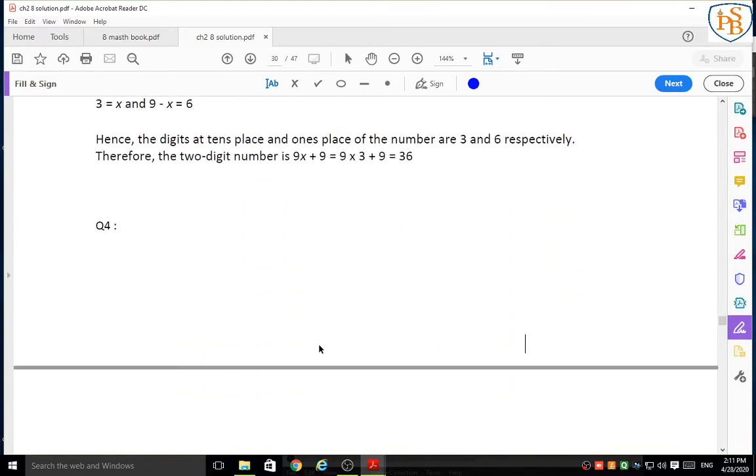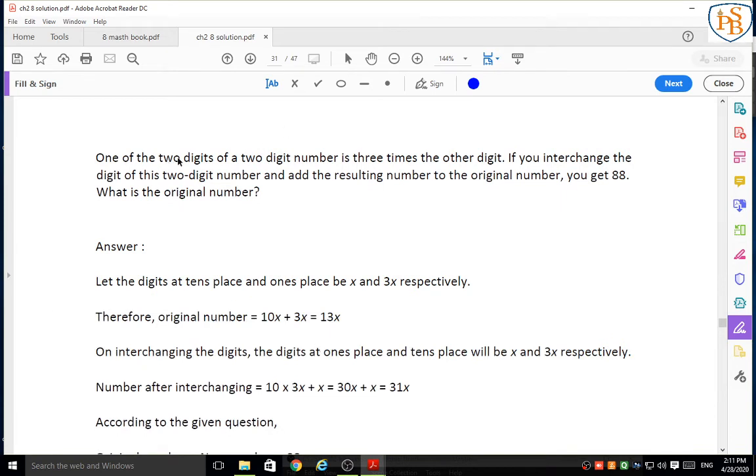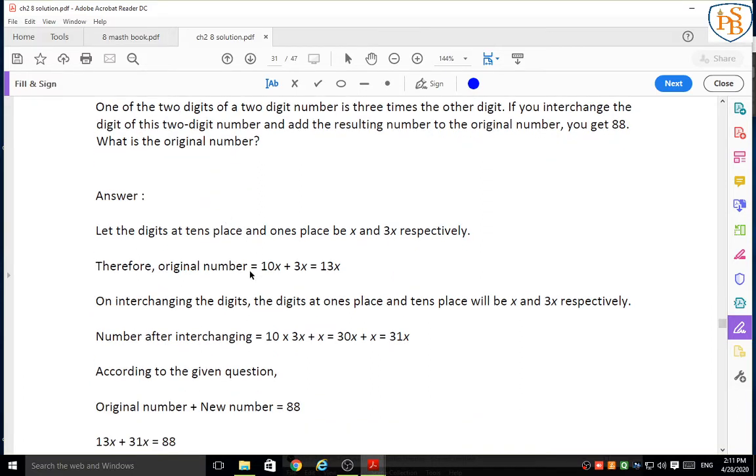Now we will move forward to question 4. One of the two digits of a two-digit number is 3 times the other digit. If you interchange the digits of this two-digit number and add the resulting number to the original number, you get 88. What is the original number? This example is the same as question number 3, and you have to solve this yourself.